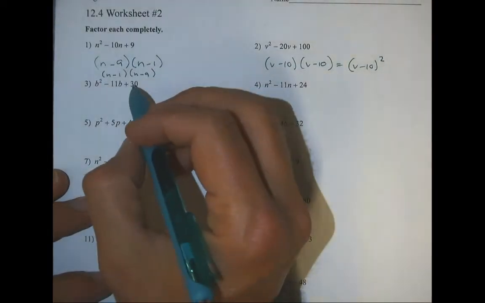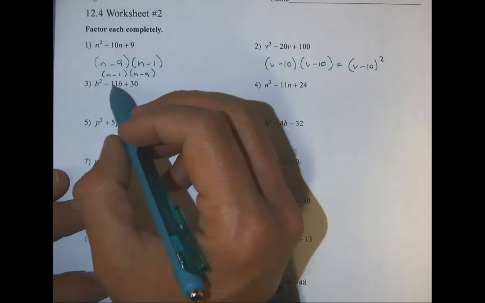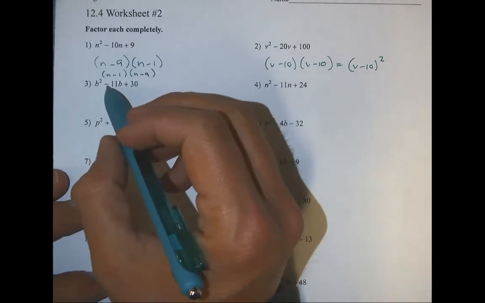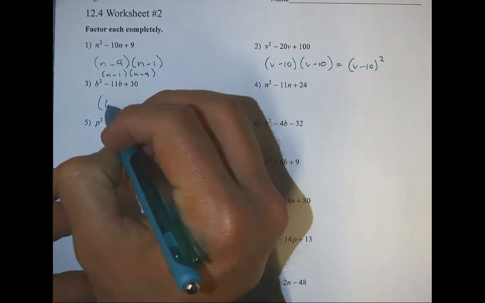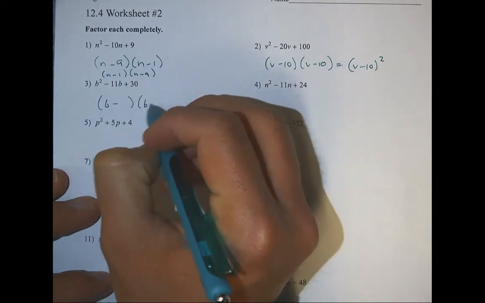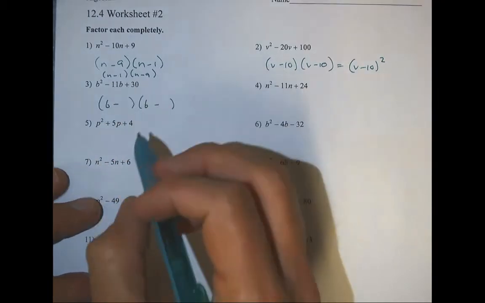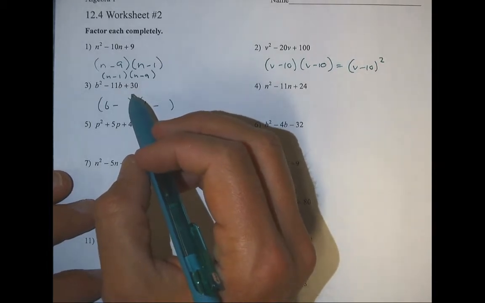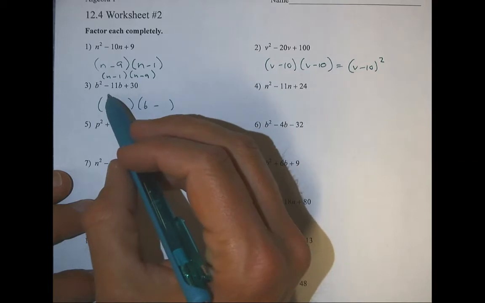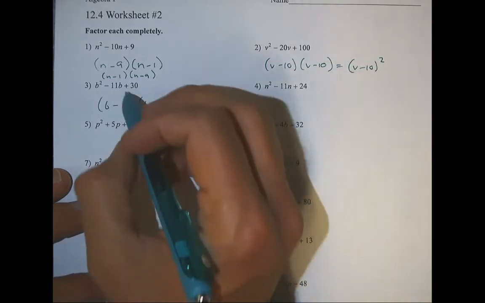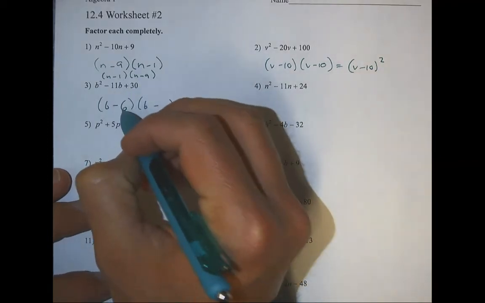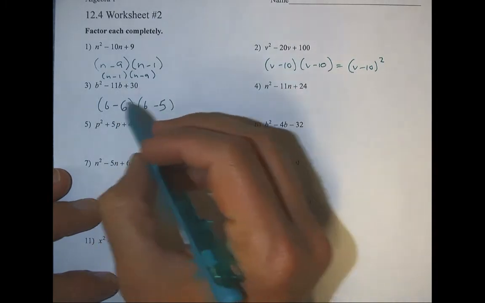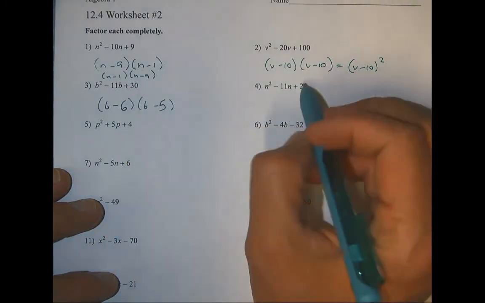Number 3, same thing. We got a positive product, a negative sum. So I know it's two negatives adding up to that. So 10 and 3, nope. 15 and 2, nope. 6 and 5, they will add up to 11. Negative 6, negative 5, multiplied together give you positive 30.